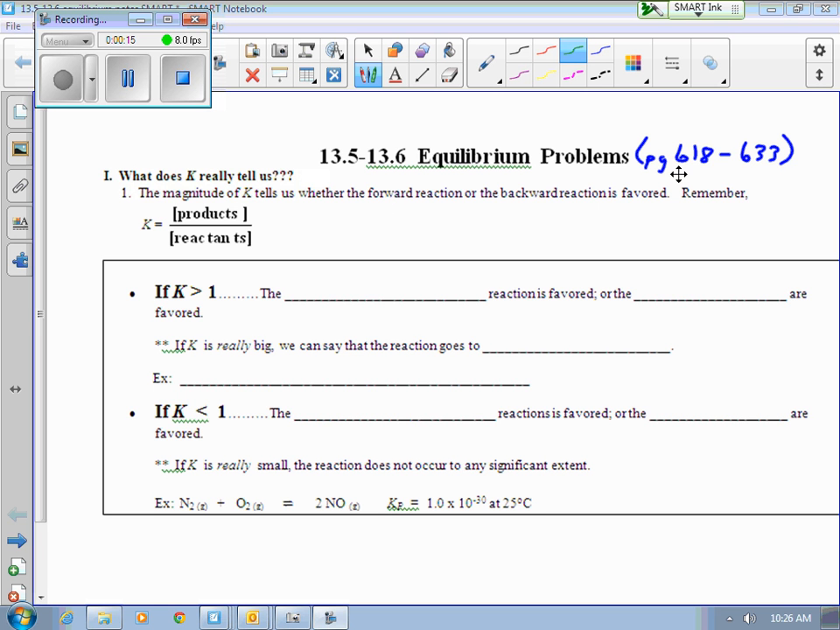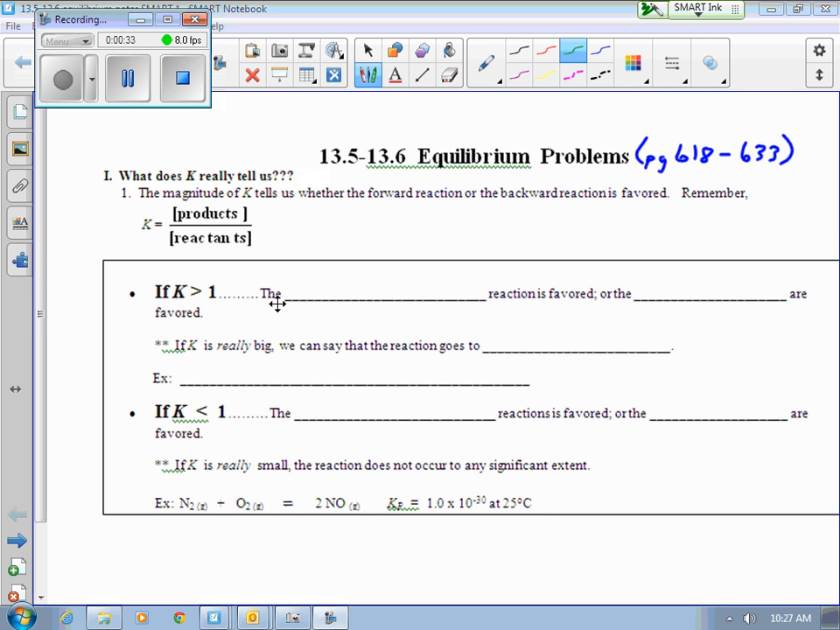Okay, so this is page 618 to 633 in your book. I definitely recommend that you read this, but let's start with K. So we're talking about big K, and as you guys already know, big K is basically the ratio of products over reactants raised to the appropriate coefficients. Okay, so what does K really mean?